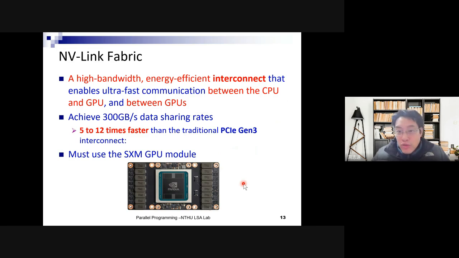But if you want to control the GPU between your host and device, then you will still go through the PCIe bus. So the NV Bridge is an add-on solution on a regular machine to provide this NVLink solution. It's usually cheaper, but performance will be lower than the SXM module showing over here.